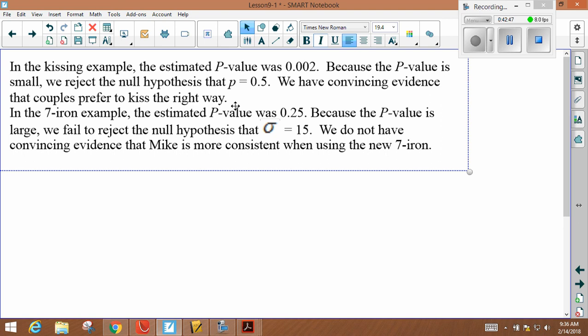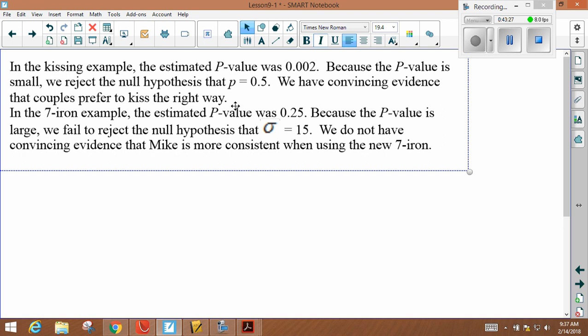But in our lesson 9 example, we wound up with an estimated p-value of 0.25, right? That's a very large p-value. So we fail to reject the null hypothesis. In other words, we don't have convincing evidence that Mike is more consistent when he uses the new lesson 9. So this is just really getting us into learning a lot of terminology, learning how to use it, and learning what it means when we come up with a certain value for a p-value and level of significance. We're just laying down the groundwork, and then we're going to start doing some actual inference as we go.